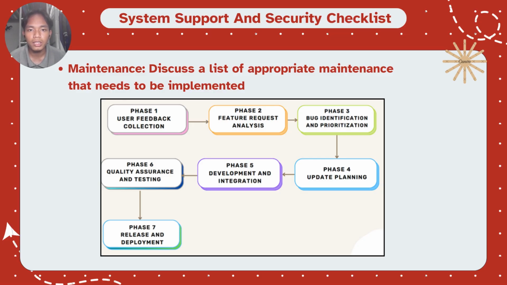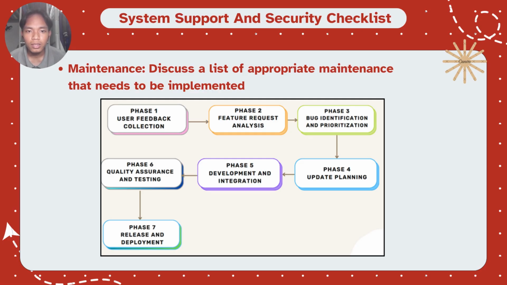Phase 3 is bug identification and prioritization. In this phase, the team identifies any bugs or issues that need to be fixed. The bugs are then prioritized based on their severity and impact on the user experience. Phase 4 is update planning. This includes deciding on the scope of the change, the timeline for implementation, and the resources required. Phase 5 is development and integration. Once the changes are made, they are integrated into the existing system to ensure everything works together smoothly.